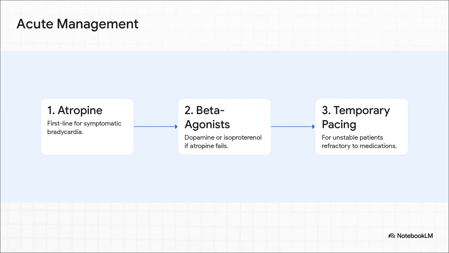Okay, you walk into a room and you have an unstable patient with a dangerously slow heart rate. What do you do? First up is atropine. It's an anticholinergic, so it's basically like cutting the wire to that vagal brake. If that doesn't work, your next step is to hit the gas with a beta agonist, like dopamine or isoproterenol. But remember, these are just temporary fixes. If your patient is still unstable, or if they have a high-degree block like Mobitz 2 or third degree, it is time to take over with temporary pacing.